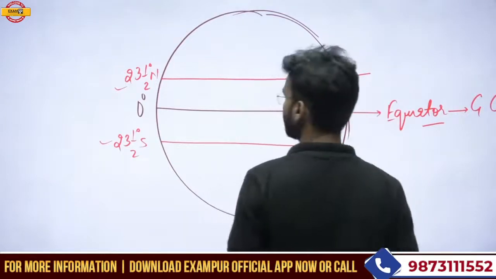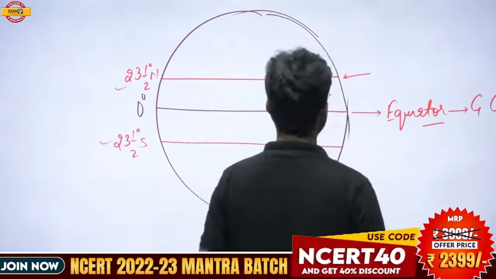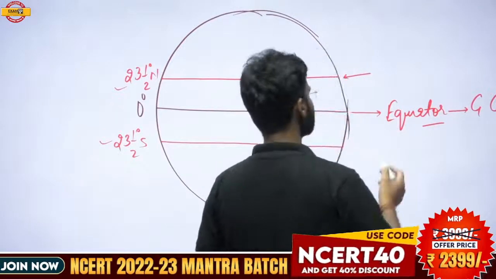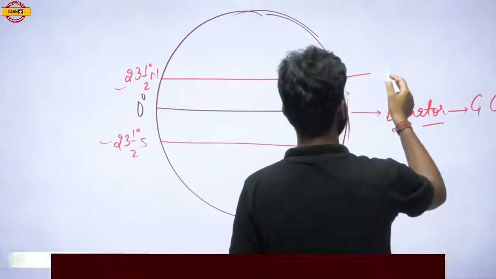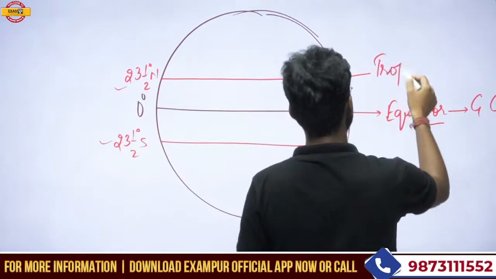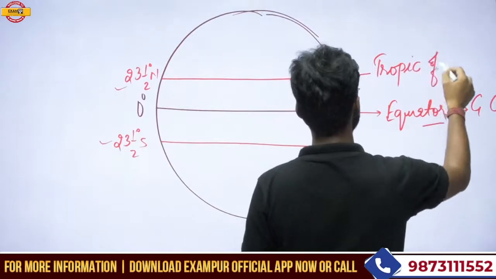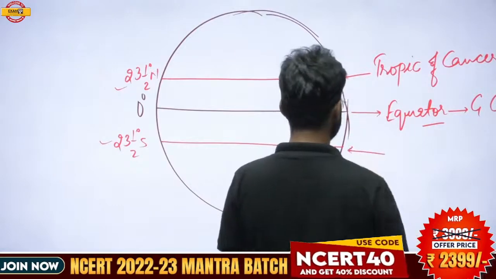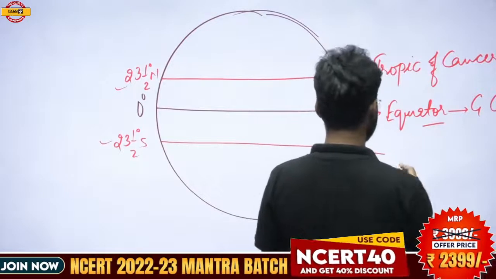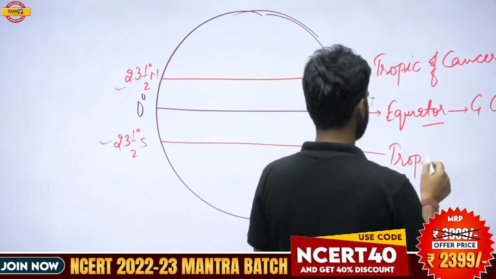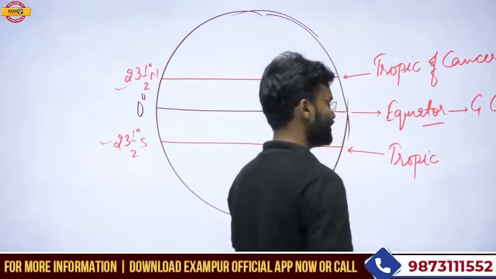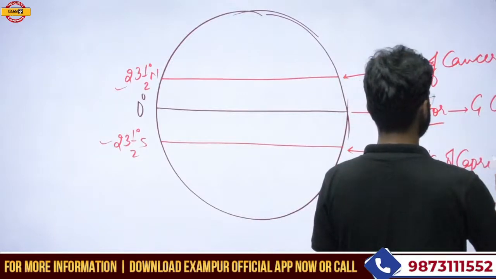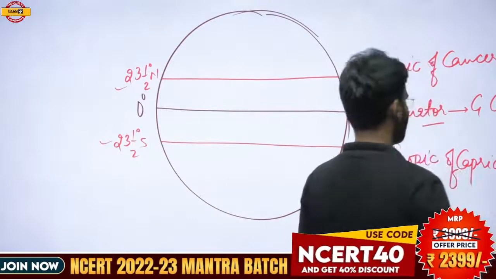And when the sun rays fall perpendicularly on the 23.5 degree north, the sun is in the Cancer condition, and that is why this line is called the Tropic of Cancer. And when the sun rays fall perpendicularly on the southern hemisphere at 23.5 degrees, in astrology, not astronomy, the sun is in the Capricorn condition, and that is why this is called the Tropic of Capricorn.